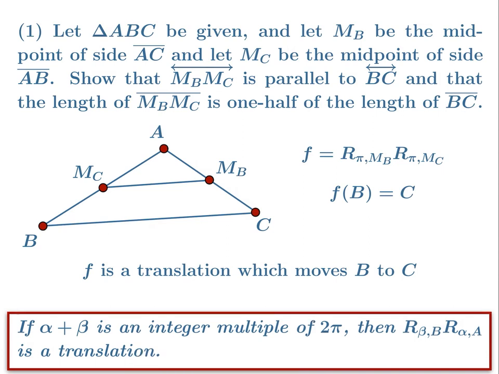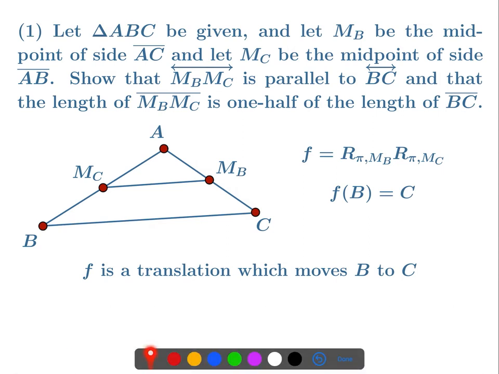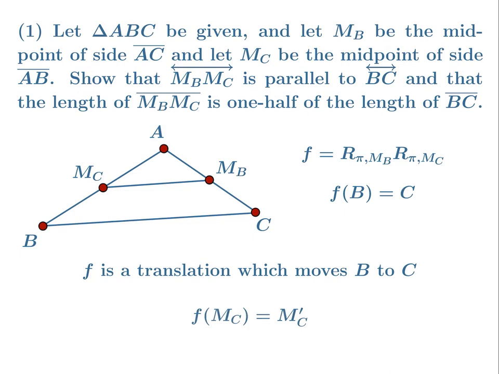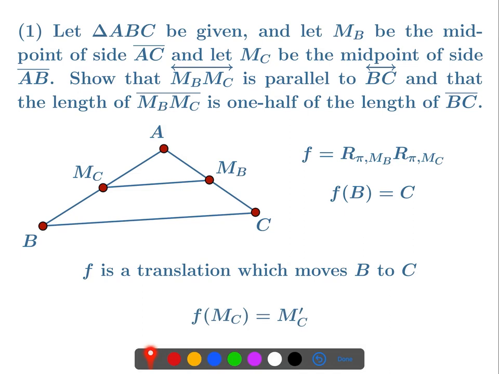So how can we use that? Well, next we're going to look at what happens to M sub c under these two rotations. Let me just give that a name first. I'll call that MC prime. So this is the result of applying F to MC. In other words, I'm going to rotate MC about MC by pi, followed by rotating about M sub b by pi. So why am I interested in looking at MC?